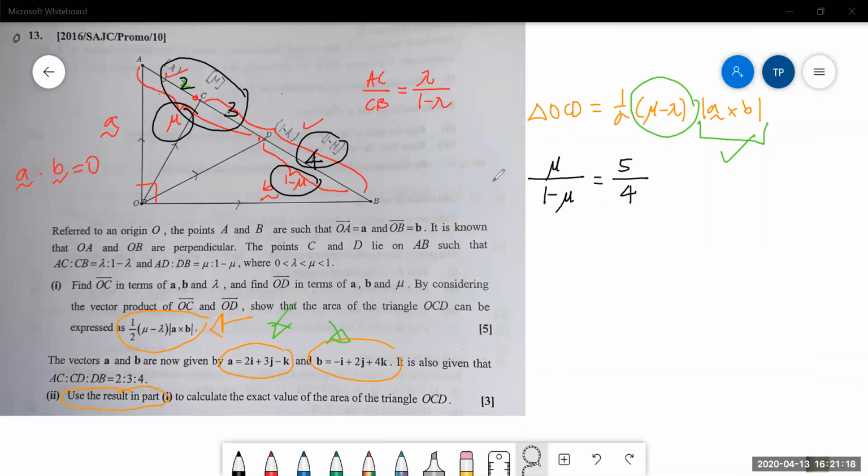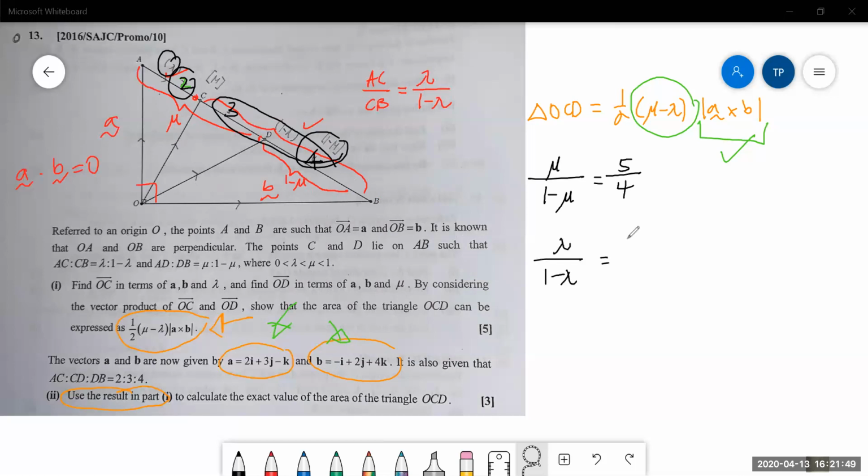Okay. Yeah, 5 over 4. Then the other one will be for lambda. Where is lambda? Lambda is... okay, so lambda is 2, right? We can see lambda is 2, and then 1 minus lambda is 7. So lambda over 1 minus lambda is 2 over 7, right?